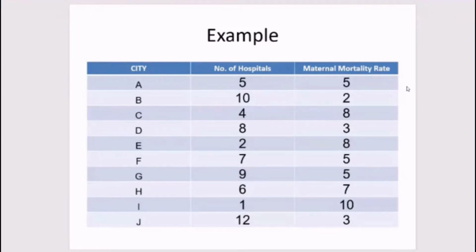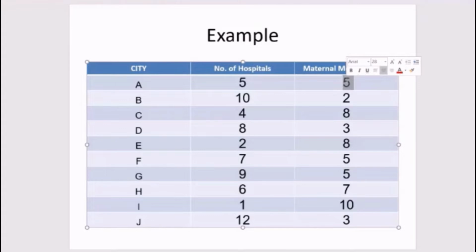Maternal mortality rate is, look at it this way. If you look it up in the dictionary or Google it, it's the number of deaths among pregnant women per year. So 5 here means 5 per 1,000 pregnancies. So 5 per 1,000 pregnant women in that particular city, 5 will die.